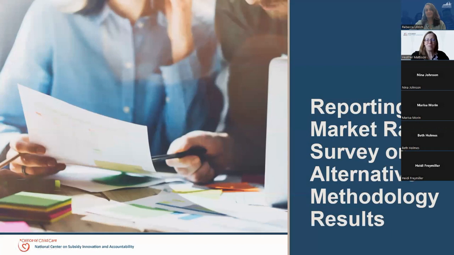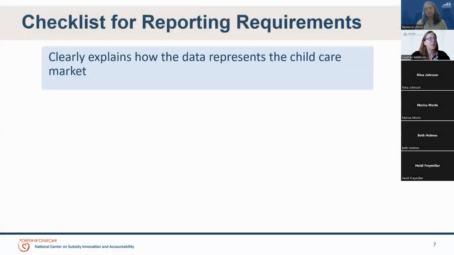So we're going to jump right in. And the way we formatted this is we do have some checklist items to talk about in each of those components I shared, and also some items that you might want to include in your report that are helpful. We're going to start with the components around your market rate survey or your alternative methodology. So these items can help you with the market rate survey portion of your report.